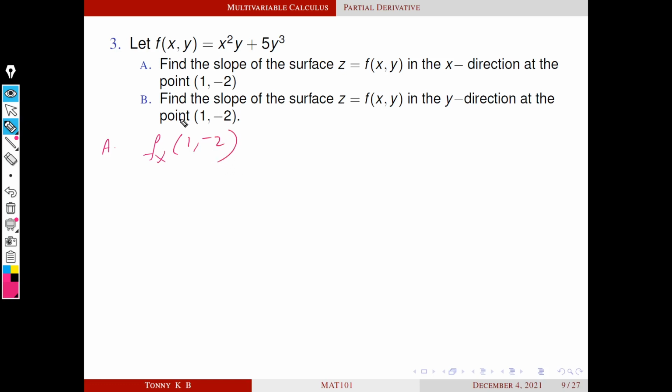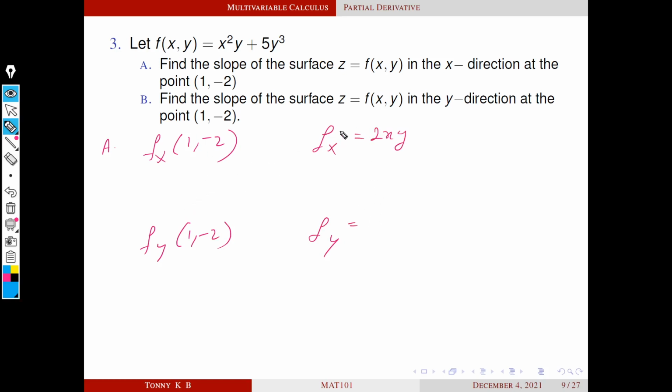Okay, similarly, what is b? B is the slope of the surface at this point in y direction. So we have to find the rate of change of z with respect to y alone at this point. That is nothing but fy(1, -2). So first we have to find fx and fy. Then you simply substitute these points.